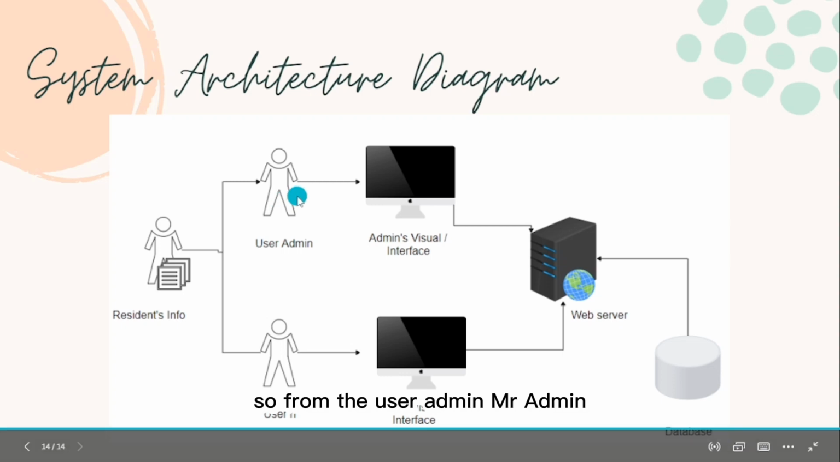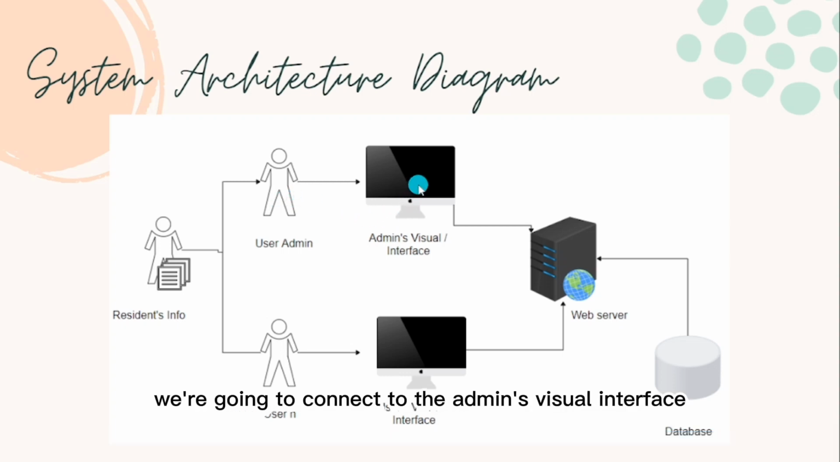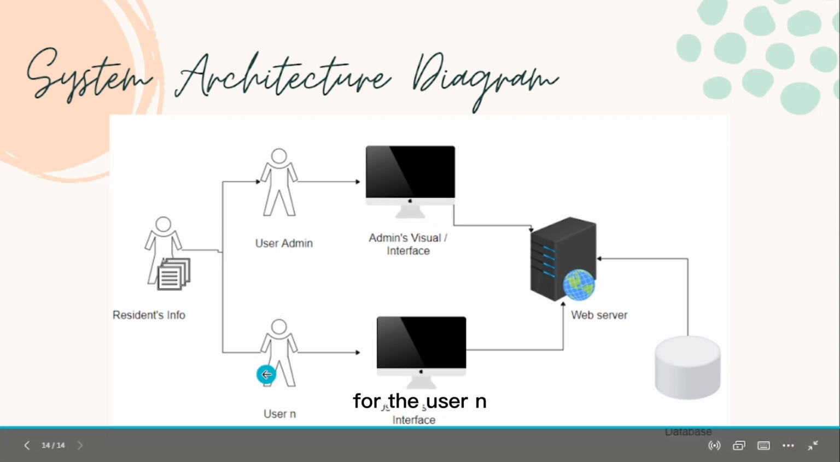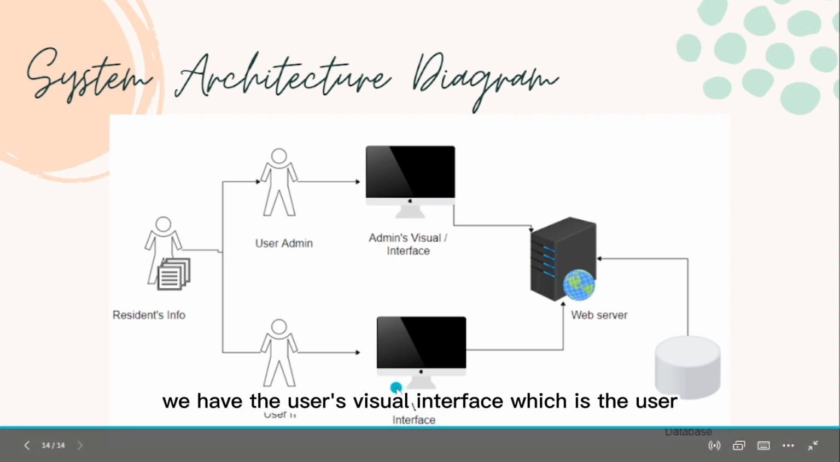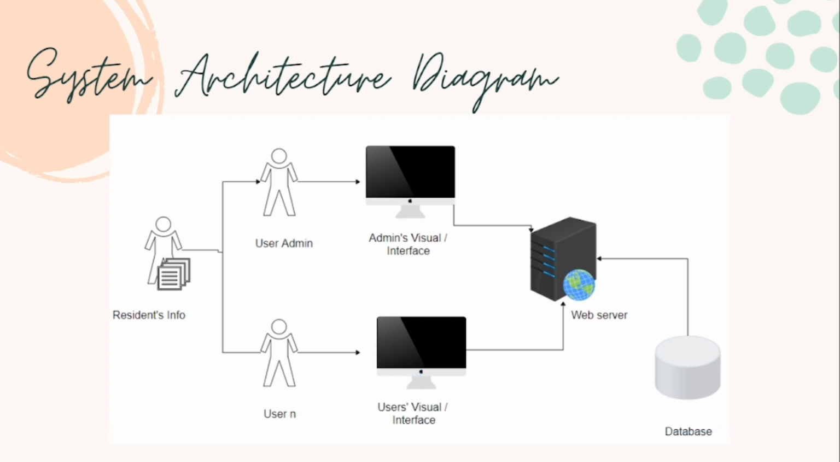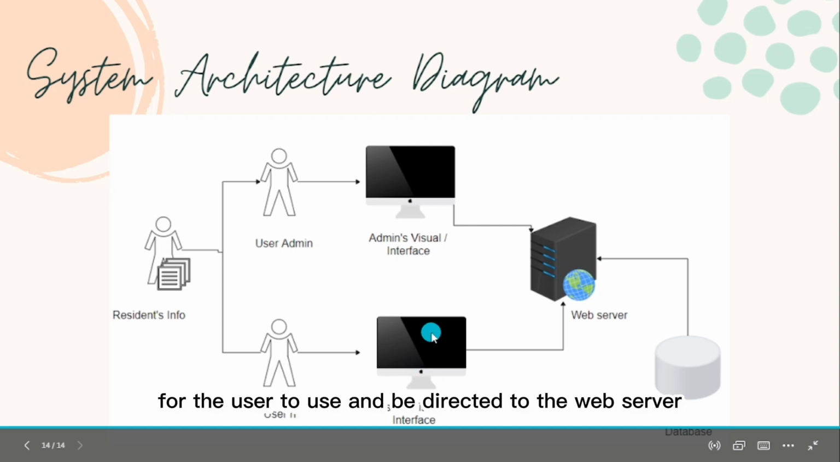From the user admin, we connect to the admin's visual interface, and then down to the web server. The database is connected to the web server, which also has the admin's control. For the user end, we have the user's visual interface, for the user to use and be directed to the web server.